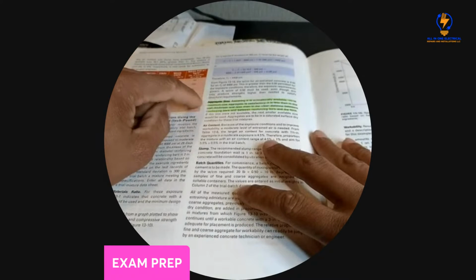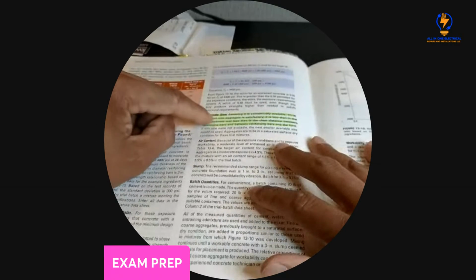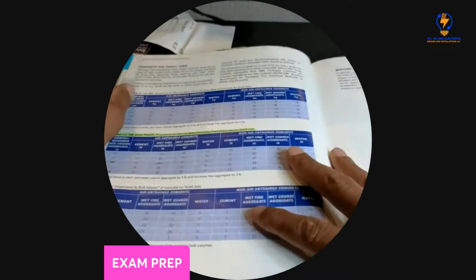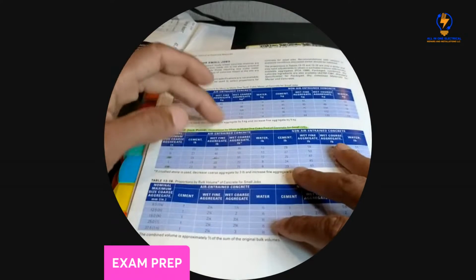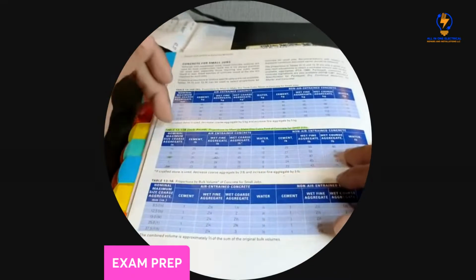Aggregate sites right here on page 290. The first four lines you're going to highlight, page 290, and then put a tab as "aggregate sites," the same title as the section right here, just as a tab on the side. Very important, this table right here: proportion by mass to make 1 cubic foot of concrete for small jobs. So you can put "table for small jobs, concrete for small jobs table."